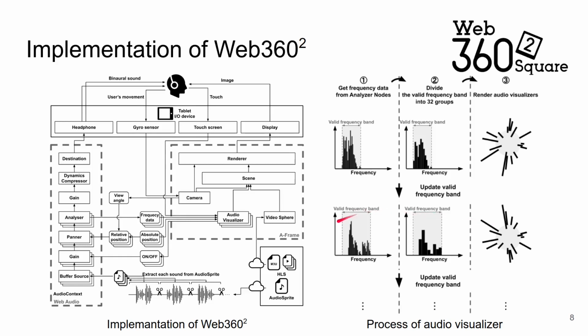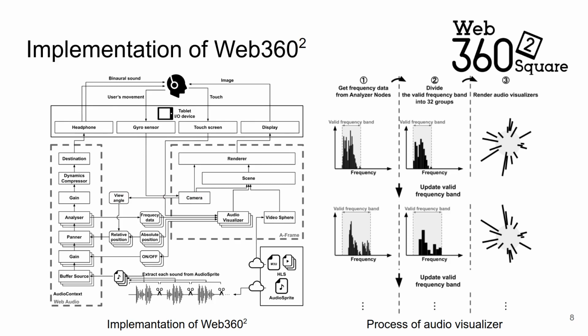The left figure shows the system implementation. This dashed border field represents the A-Frame process, and this field represents the WebAudio API. The middle field here is for connecting the two fields. The right figure describes the process of audio visualization.